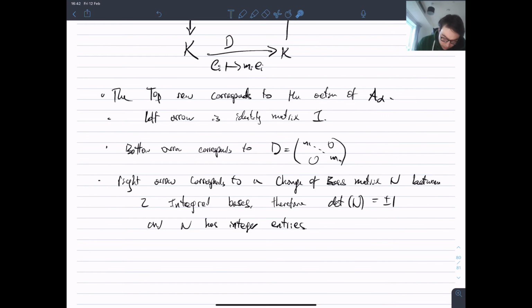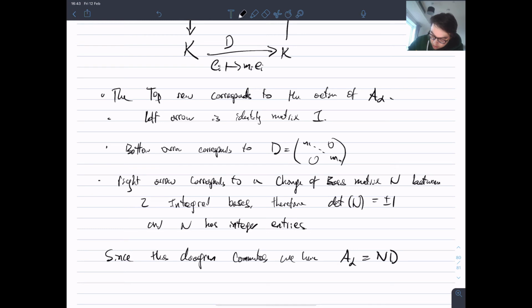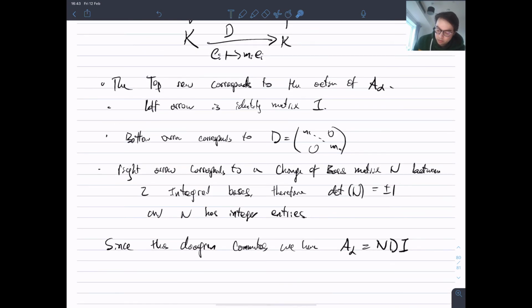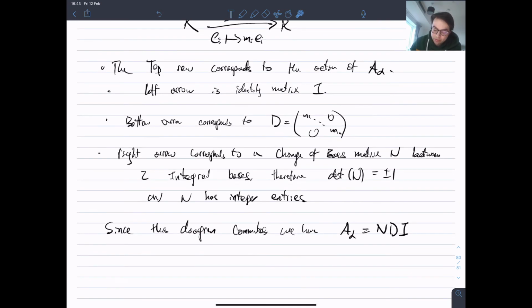So since this diagram commutes, we have, make sure you get the order right, n d I, because we do I first and then d and then n. So as matrices, this is what they look like.